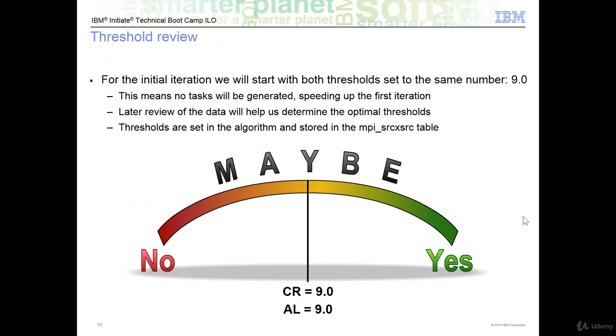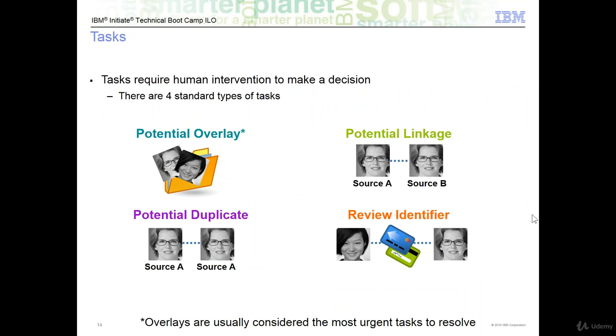For threshold review, the initial iteration will start with both thresholds set to the same number. That means no task will be generated, speeding up the first iteration. Later review of the data will help to determine the optimal threshold, and the thresholds, they are set in algorithm and stored in the MPI SRCX SRC table. For tasks, there's potential overlay, potential duplicate, potential linkage, and review identifier.